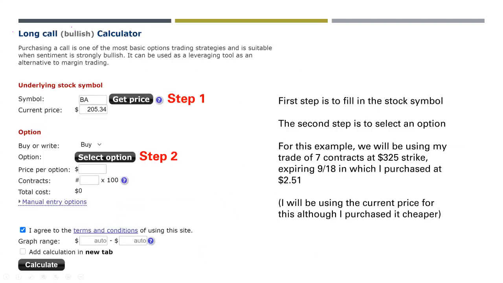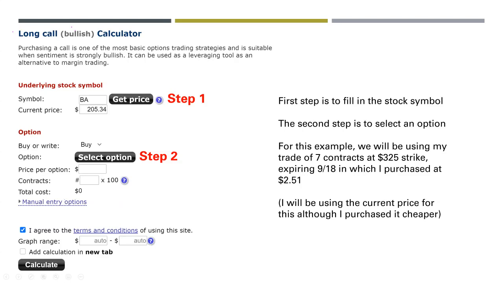So we have a long call calculator. This is what we're dealing with right here. The underlying stock symbol is Boeing. The current price is trading at 205. I just hit get price. The first step, you want to fill in the stock symbol. Second step, select the option, whether you're buying it or writing it. Don't worry about that. We're just doing buys for now.